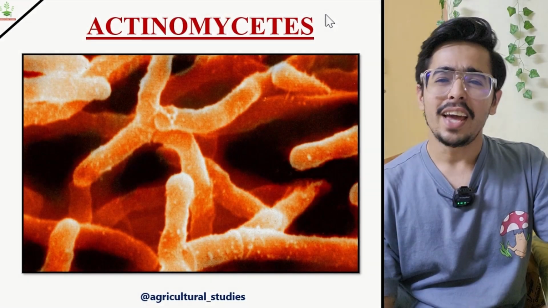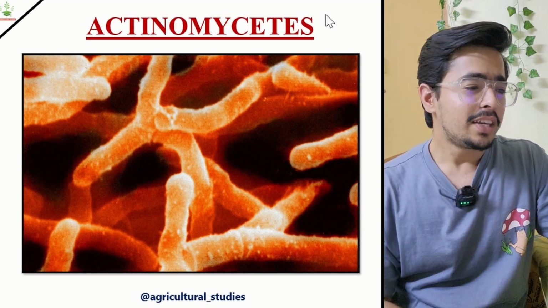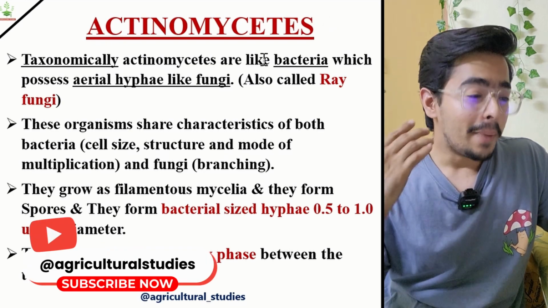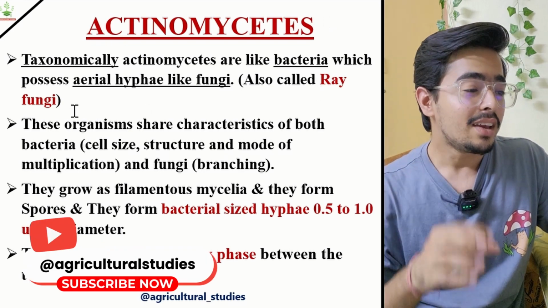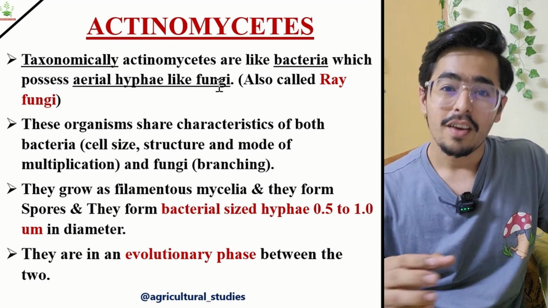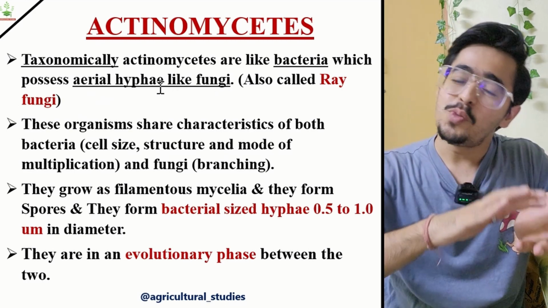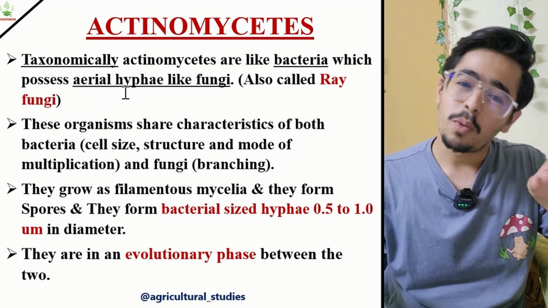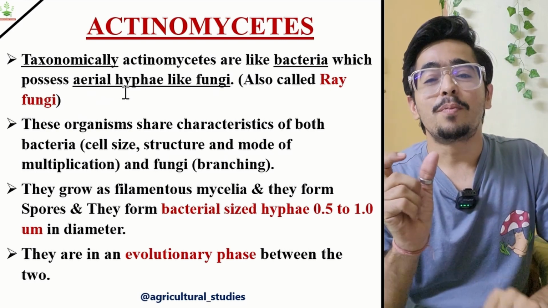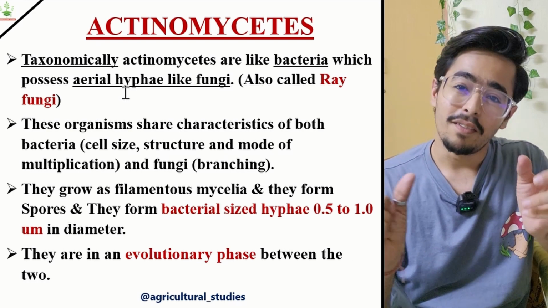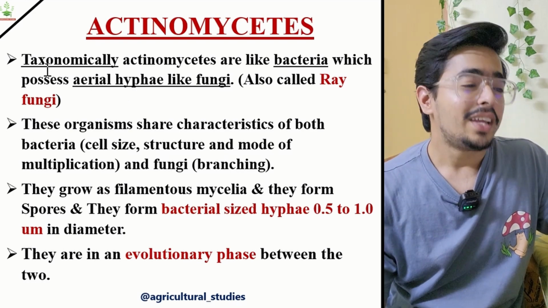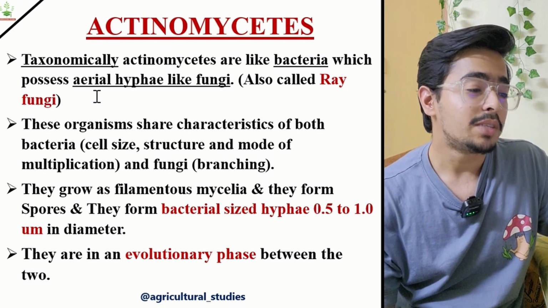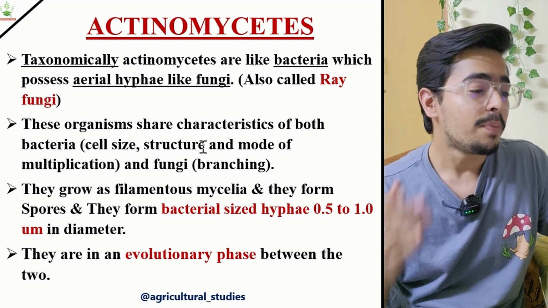So let's start with the actinomycetes. The very first thing that you should know is taxonomically actinomycetes are like bacteria which possess aerial hyphae like fungi. It means the actinomycetes have some properties like fungi and also some properties like bacteria. So it is a link between the bacteria and the fungi. Taxonomically, we are saying actinomycetes are like bacteria. Why? Because these organisms share characteristics of both bacteria and fungi.